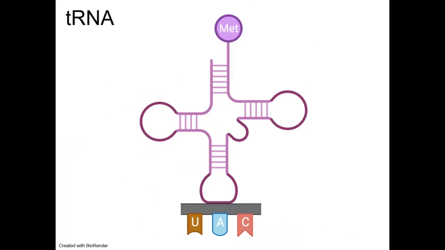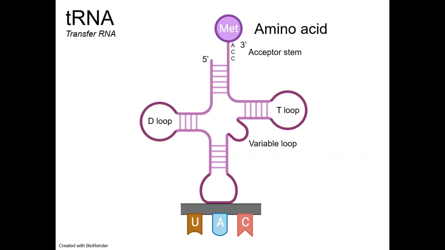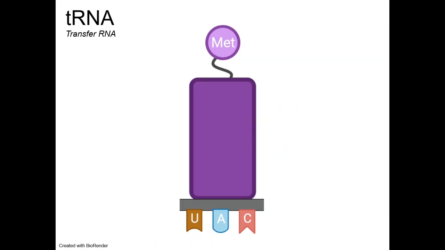tRNA stands for transfer RNA. At the 3' end, the amino acid is connected to an acceptor stem. The opposite end loops around and is the 5' end. The tRNA structure also includes a T loop, D loop, variable loop, and lastly, at the bottom is the anti-codon loop. The anti-codon at the bottom of the tRNA corresponds to the amino acid at the top. For simplicity, we will look at the tRNA in this form. The important parts are the amino acid at the top and its corresponding anti-codon at the bottom.